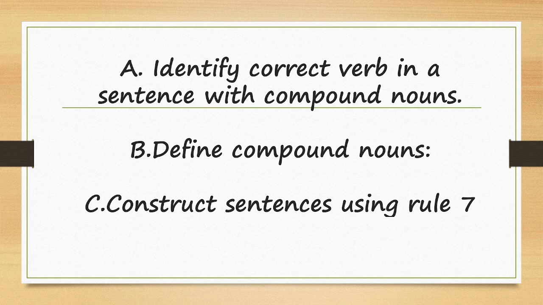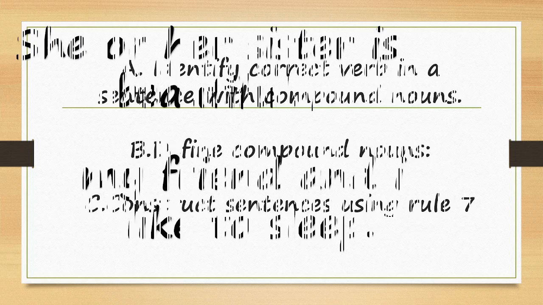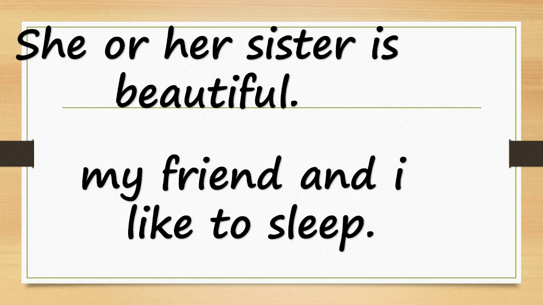Now let's proceed to our objectives of the day. Anyone can read the objectives for today. The learning objectives are: identify the correct verb in a sentence with compound nouns; define compound nouns; and construct sentences using rule number 7. Okay, very good. Are these objectives attainable? Yes, sir. Okay.